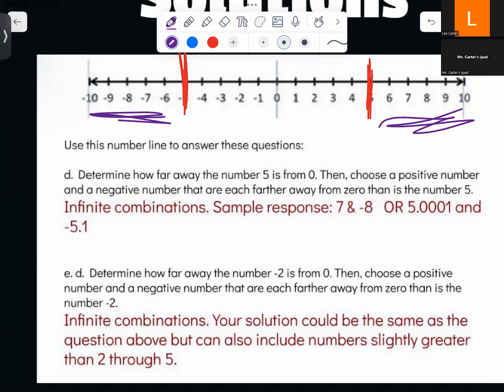Like whatever. Okay. Determine how far away the number -2 is from 0. So that's 2 away from 0. And then your positive and negative number that are each further from 0. Right.